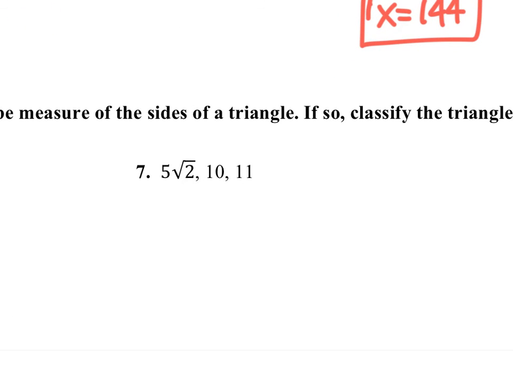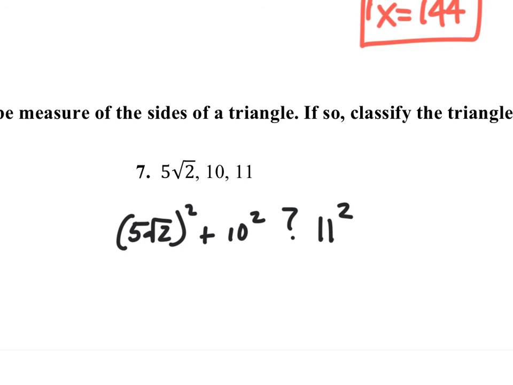Okay, and the last one, on number 7, let's take a look at that. I'm going to take my two smaller sides, which is 5 times the square root of 2 squared plus 10 squared. What is the relationship between the sum of those two squares and my third side squared? So here's the thing I did want to go over with you. If I take 5 times the square root of 2 and square it, that means I'm taking 5 squared times the square root of 2 squared, okay? Plus 10 squared, and we're trying to figure out the relationship to 11 squared.